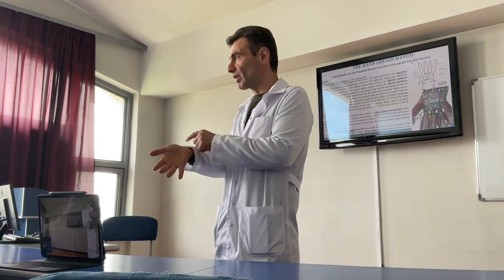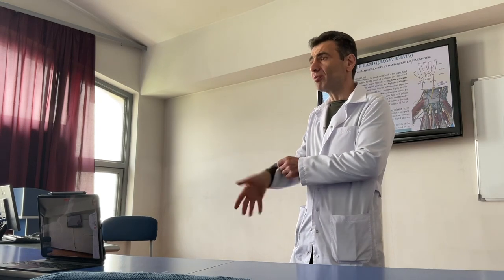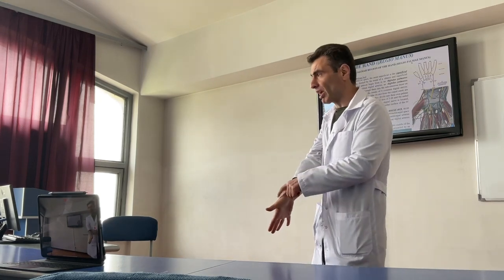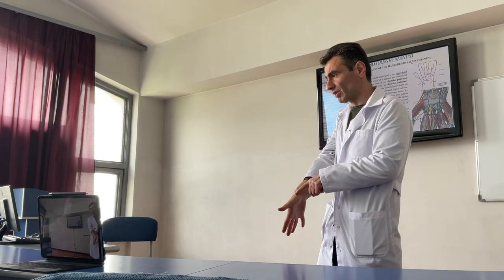As you remember, the radial artery in the lower third of the forearm comes to the anatomical snuff box. By the way, the anatomical snuff box is mainly bordered by two groups of tendons. Look here, please. On the lateral side, you have two tendons: the long abductor tendon and the short extensor tendon. On the medial side, you have the long extensor tendon.